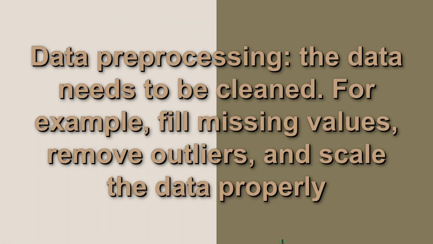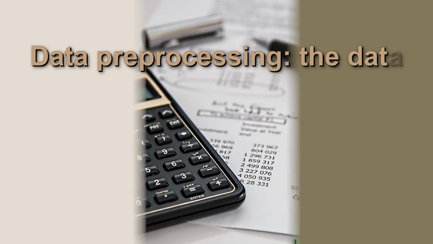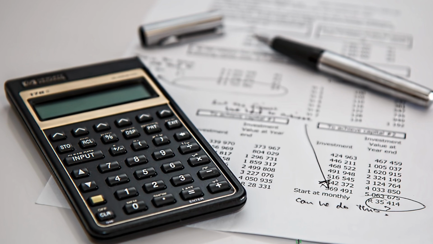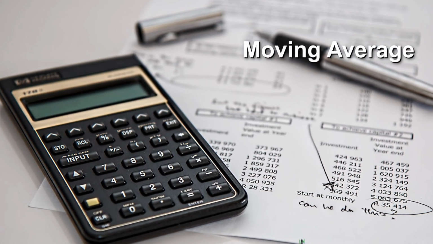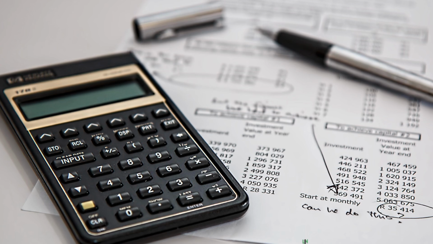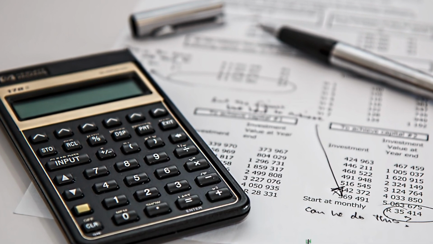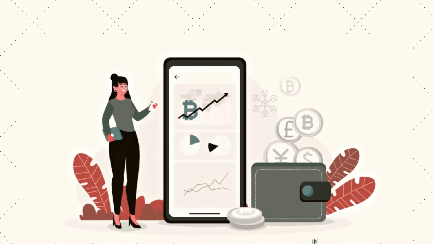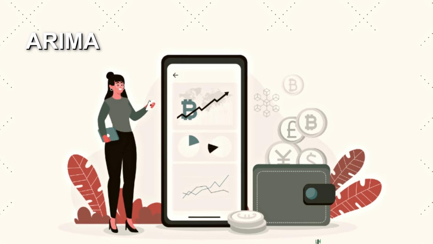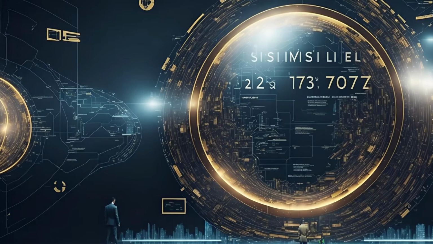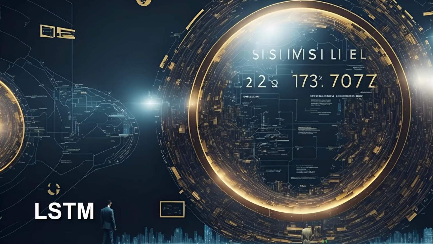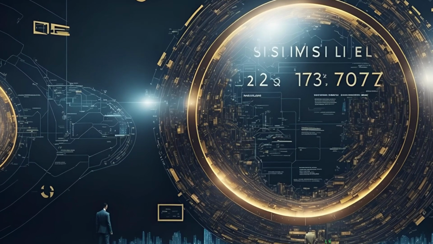2. Data preprocessing. The data needs to be cleaned. For example, fill missing values, remove outliers, and scale the data properly. 3. Adding indicators. Calculate metrics like moving average or RSI on the data. This gives the model better insight. 4. Building the prediction model. You can start simple, like using linear regression or an ARIMA model for time series. Once you're more advanced, move on to LSTM and deep neural networks.